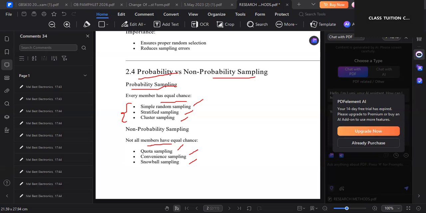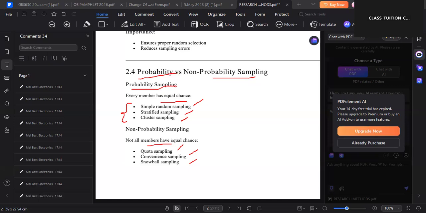So the simple random sampling, where every member has an equal chance. For instance, when you're selecting employees from a list or the lottery, that is simple random. Stratified sampling is where you divide the population into what? Into groups or strata. Then you randomly select them from each group. An example would be selecting students from each year of study. So you're going to pick them proportionally.